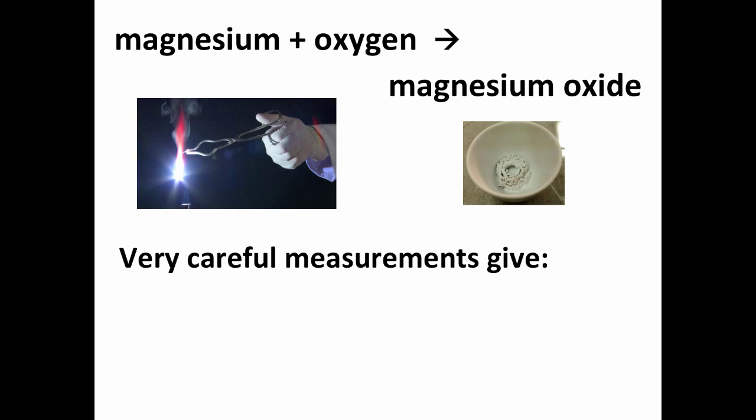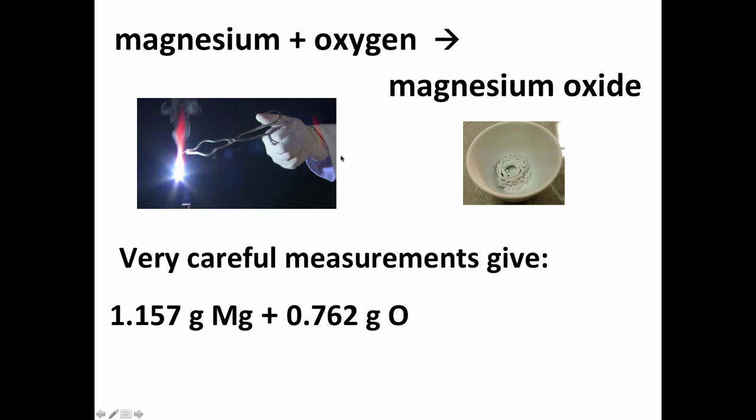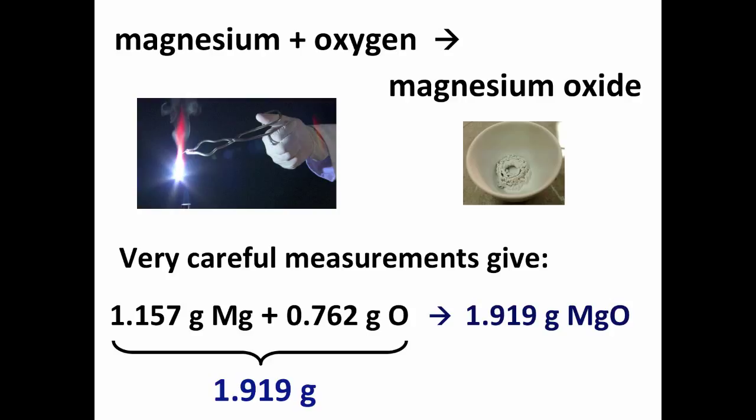And if you do very careful measurements of experimental data, what you find is something like this. Here's some sample experimental data. If you take a 1.157 gram piece of magnesium and allow it to completely burn, it will react with 0.762 grams of oxygen, and it will produce 1.919 grams of the compound magnesium oxide. Now notice, of course, that the total mass of what you started with, the magnesium and the oxygen, is equal to the total mass. In this case, there's only one substance that's formed, but it's equal to the mass of the magnesium oxide that is formed.